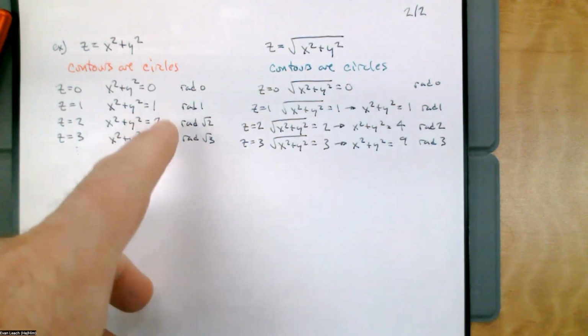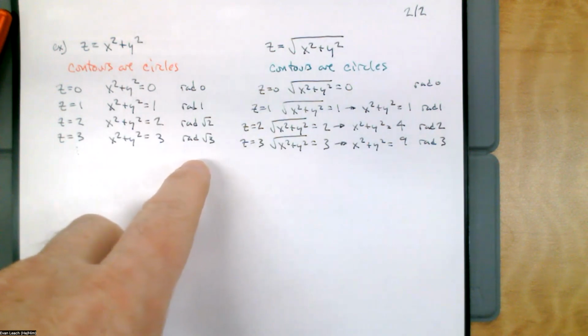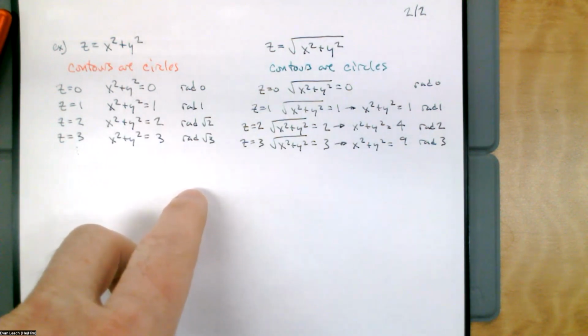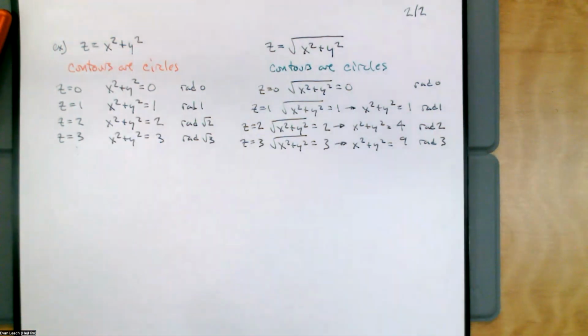My radius goes from 0, then 1, then the square root of 2, which is about 1.4, root 3, which is 1.7, root 4, which is 2, root 5, which is 2.2. My circles are getting closer together. Let's look at this from another side. Let's think about the level curves from another direction.